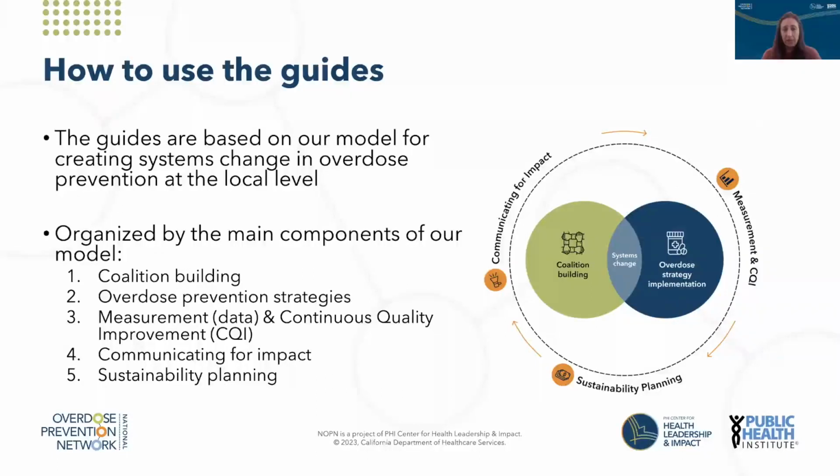One for coalition building, and one for overdose strategy implementation. And we believe that these are equally important for driving systems change within communities. It's essential to have evidence-based strategies at your disposal, including effective naloxone distribution, access to medication-assisted treatment, and harm reduction services, for example. However, it is equally important to focus on coalition building to ensure that people and organizations within your community are working effectively together and in partnership to sustain these changes over time.